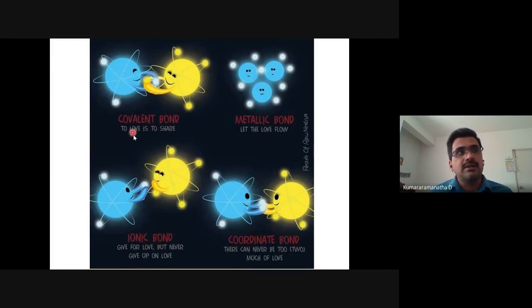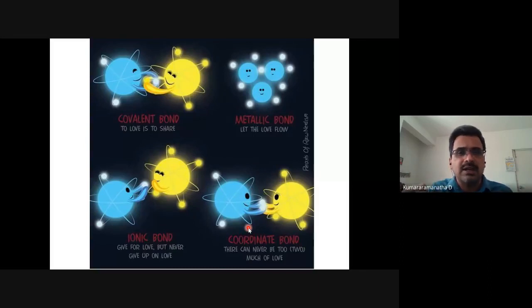So a covalent bond is, for example, sharing between two atoms, and in a metallic bond, you have a pool of electrons going around the nucleus. And in the case of an ionic bond, you see a transfer of one species, and also for various coordinate types of bonds, there is a coordination between two atoms.